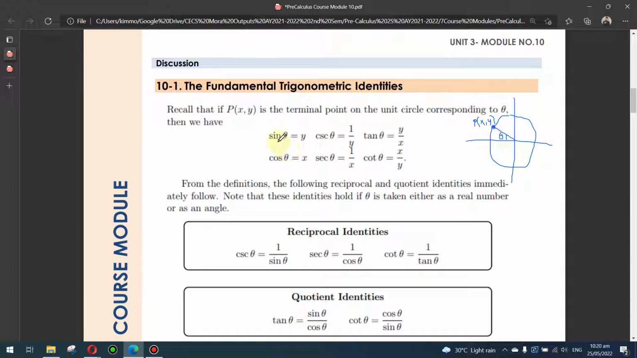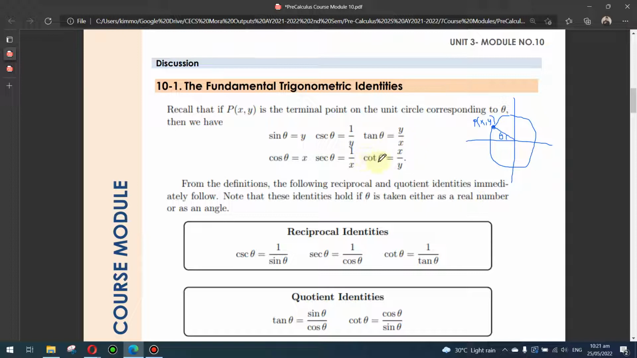So again, sine theta is equal to our y coordinate, then cosine theta is our x coordinate. Then we have cosecant, which is the reciprocal of sine theta, which is equal to 1 over y. Then secant is the reciprocal of cosine, so we have 1 over x. Then tangent is the quotient of sine over cosine. Since sine is y, we have y over cosine, which is x.